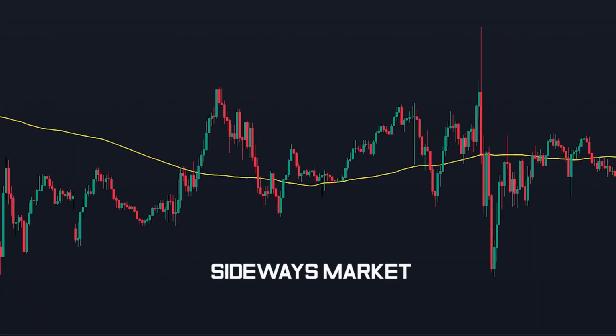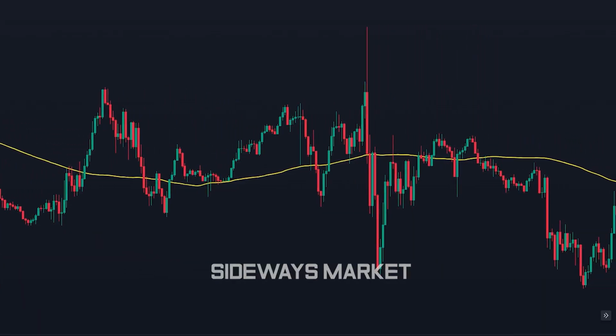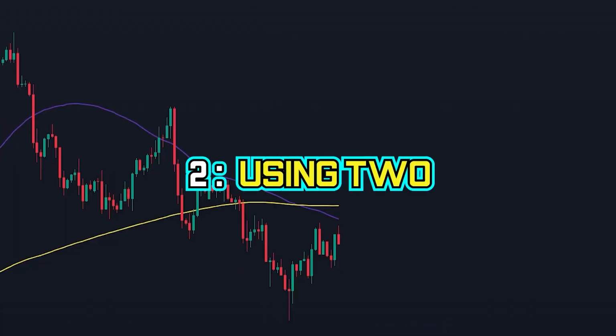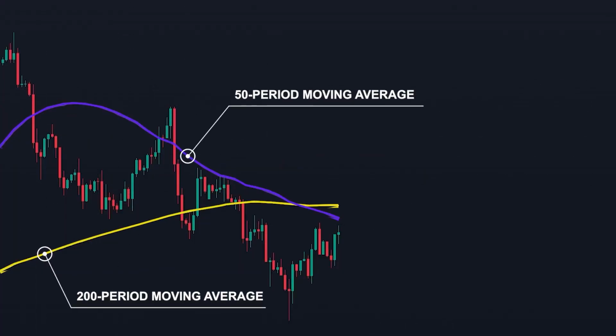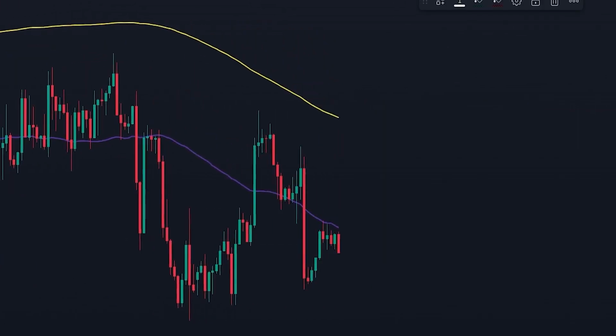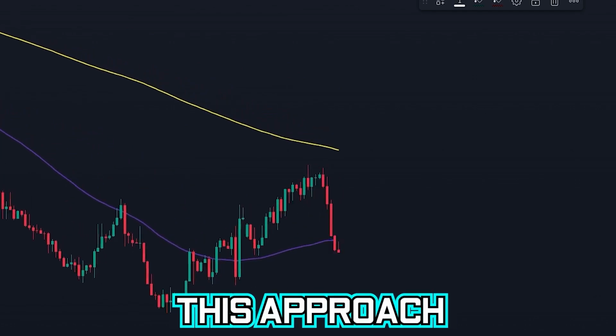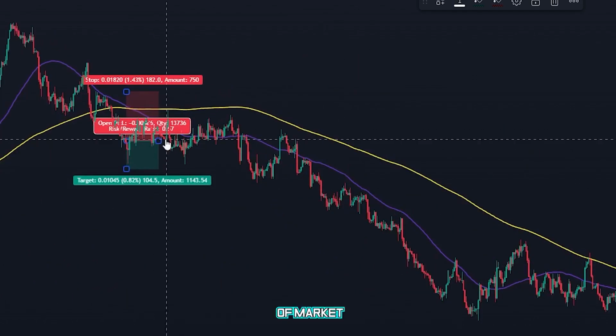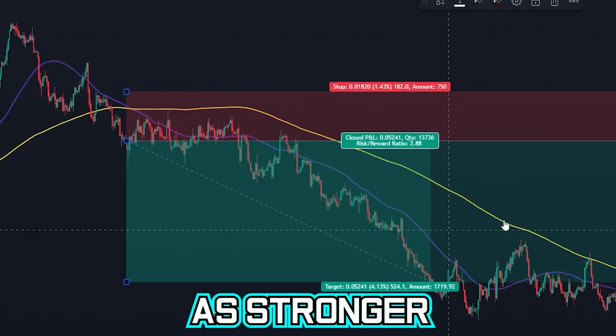In sideways markets, it's prudent to wait for a clear trend. 2. Using 2 moving averages. Employing 2 moving averages with different settings offers both short-term and long-term trend analysis. This approach provides a nuanced understanding of market trends and can act as stronger support and resistance.